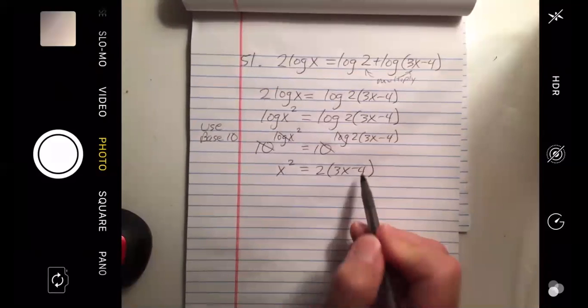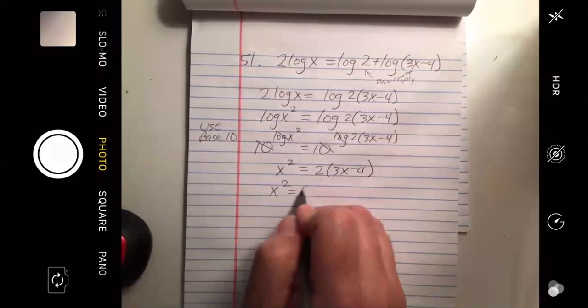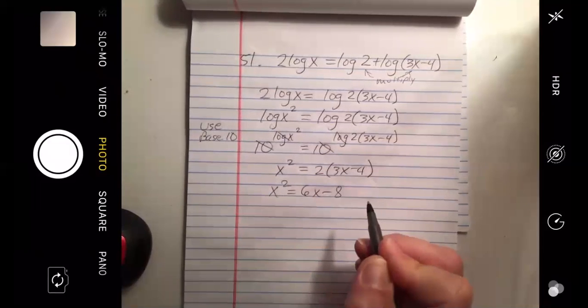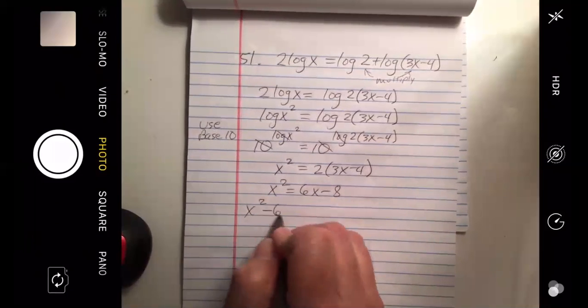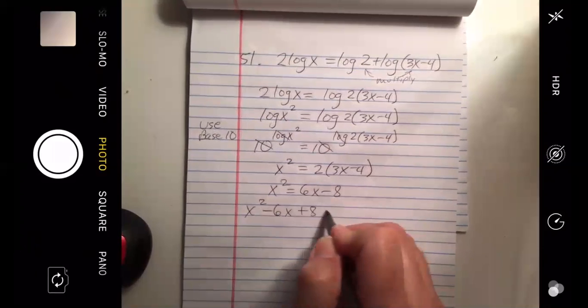You see I got to distribute the 2. 6x minus 8. I got to bring these pieces over. Minus 6x, add 8 would equal 0.